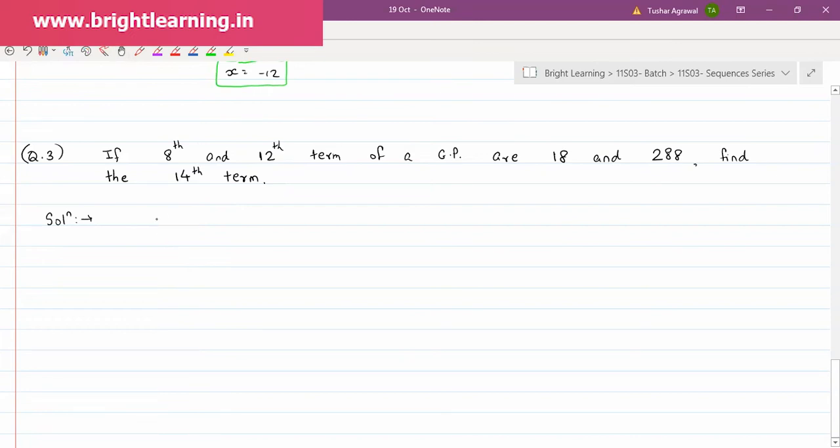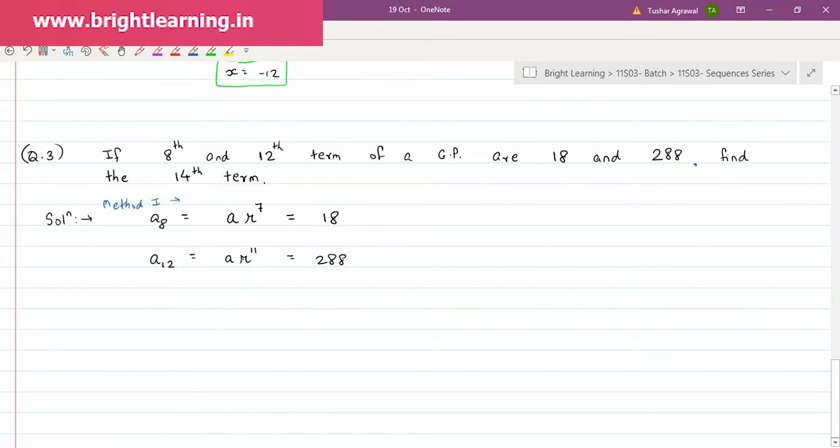So the school method is A8 is equal to first term into r raised to 7. This is method 1, but this is a lengthy method, but the traditional one. A8 is equal to a times r raised to 7. This in the geometric progression is equal to 18. And A12, the 12th term, is first term into r raised to 11. This is equal to 288.